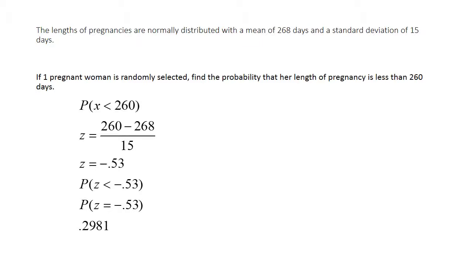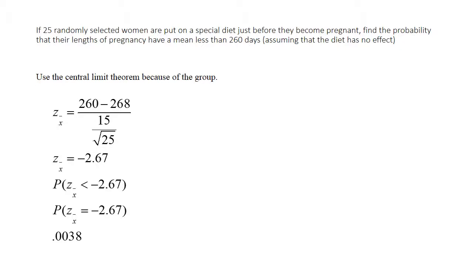That is the answer. The next part of the question states that if 25 randomly selected women are put on a special diet just before they become pregnant, find the probability that their lengths of pregnancy have a mean less than 260 days. The claim is that we're assuming that the diet has no effect. Here we use the central limit theorem because we're working with a group.